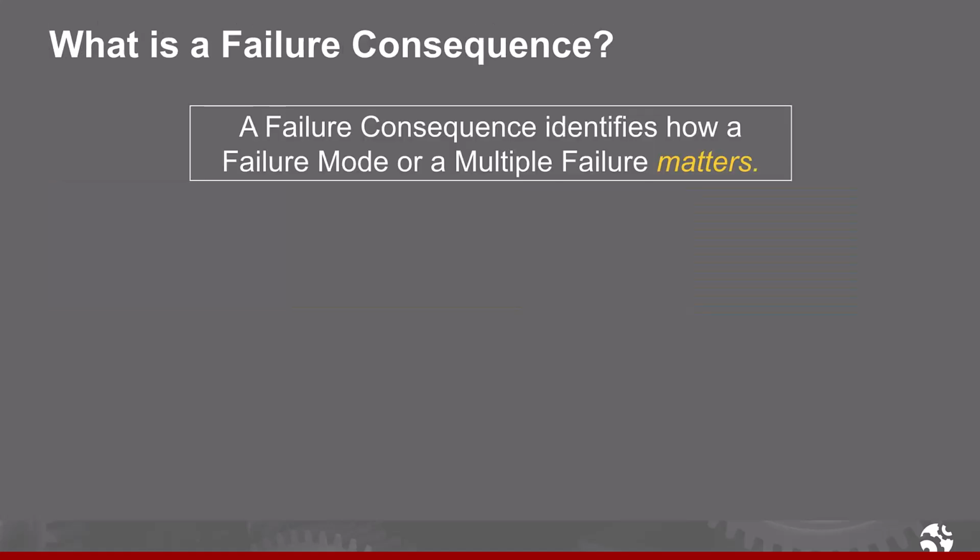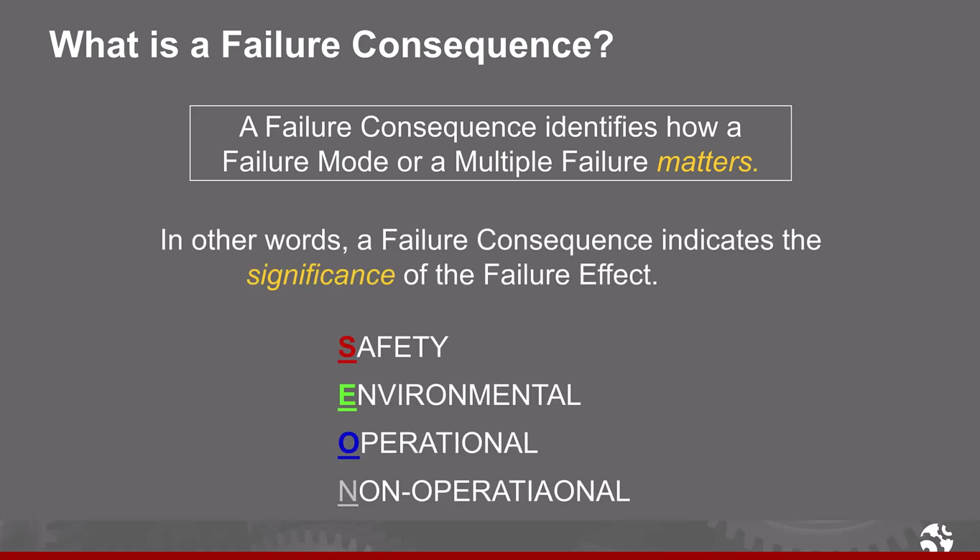A failure consequence identifies how a failure mode or a multiple failure matters. In other words, a failure consequence indicates the significance of the failure effect. There are 4 kinds of failure consequences: safety, environmental, operational, and non-operational.